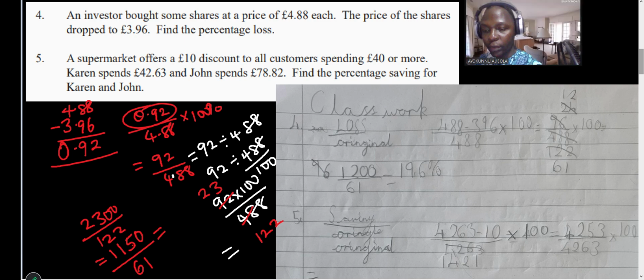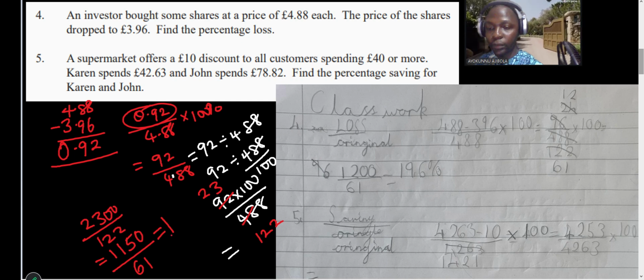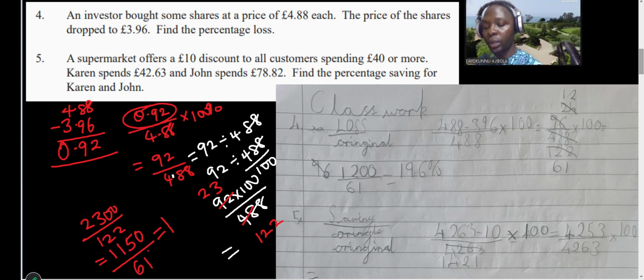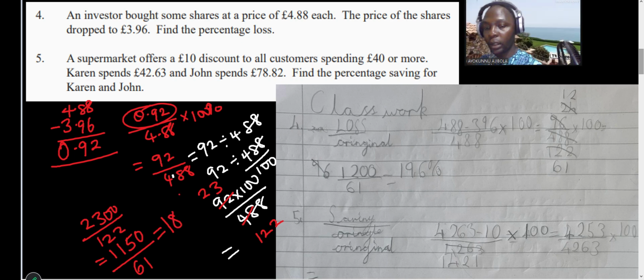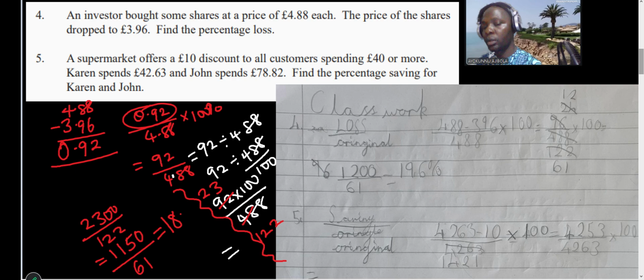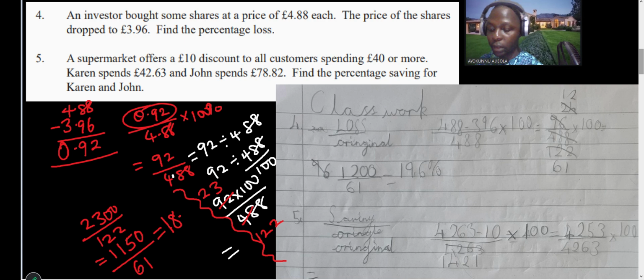Okay. Yeah. And the second one, let me take it to the next page so that we'll do it before we round up. So this second one says a supermarket offers a £10 discount to all customers spending £40 or more. Karen spends 42.63 and John spends 78.84. So find the percentage savings for Karen and John. Okay, fine. It says 10% discounts to all of us, that's 40 or more, so we'll get the 10% of each one of them. Okay?